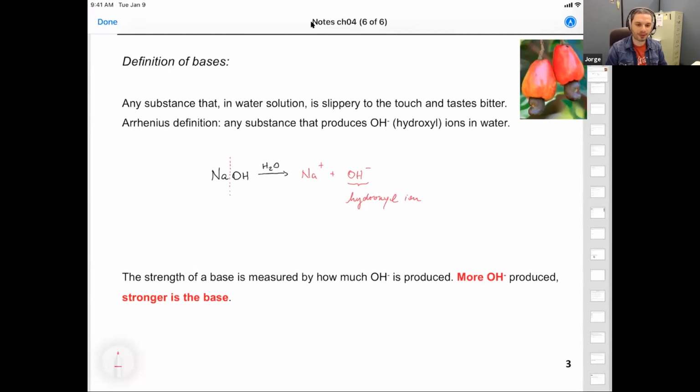And the strength of a base is measured by how much OH minus is produced. The more OH minus produced, the stronger the base is. Okay, so that looks a little bit contradictory, because the more the base is broken, the stronger the base is.